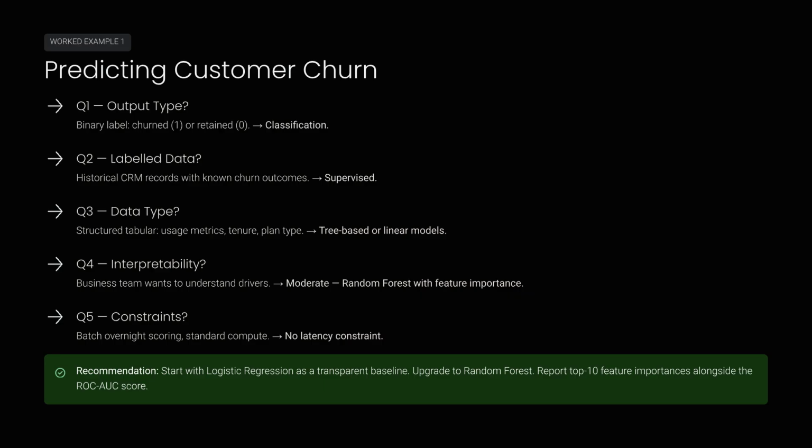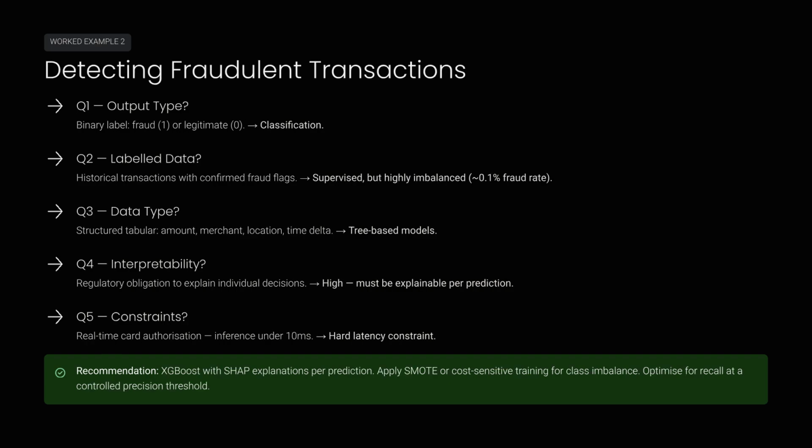Since the output is binary and data is labeled and tabular with no latency constraint, we start with logistic regression and upgrade to random forest for feature importance. The second example is detecting fraudulent transactions. This is a highly imbalanced supervised tabular classification problem with a hard 10 millisecond latency constraint and high interpretability requirement. XGBoost with SHAP explanations is the recommended approach.